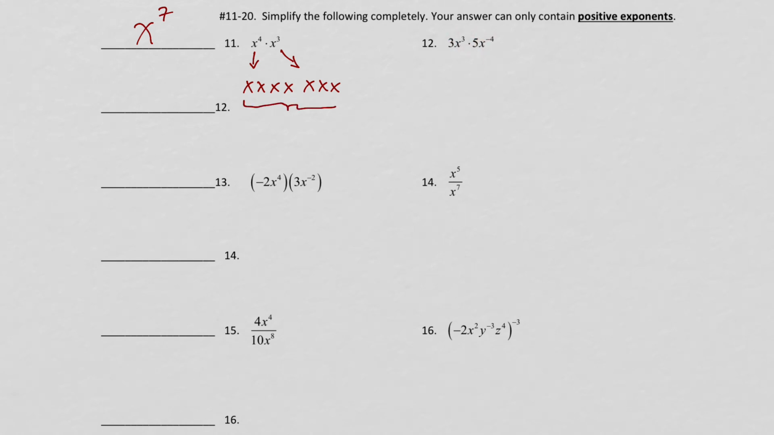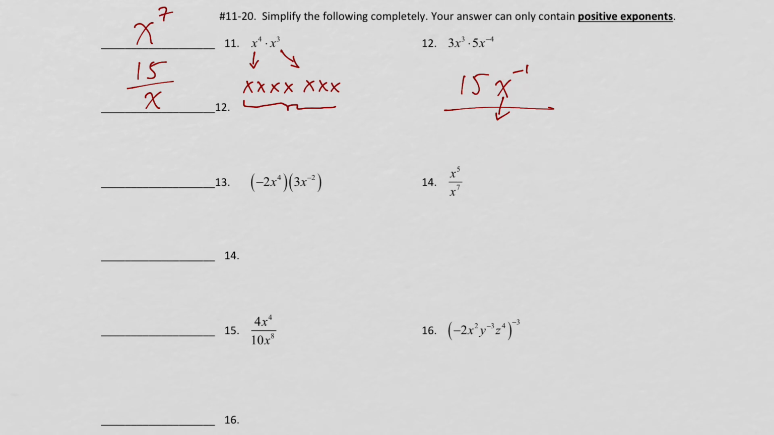This 3 and 5 are multiplying because they're not bases, they're coefficients. So when I multiply those, I get 15, and then we're going to have x to the 3 plus negative 4, which is negative 1. So then what I'm going to do is I'll create a fraction. I'll move anything with a negative exponent to the other side of the fraction, and this will become 15 over x. And there was more than one way to do that, but that's the way I did it.